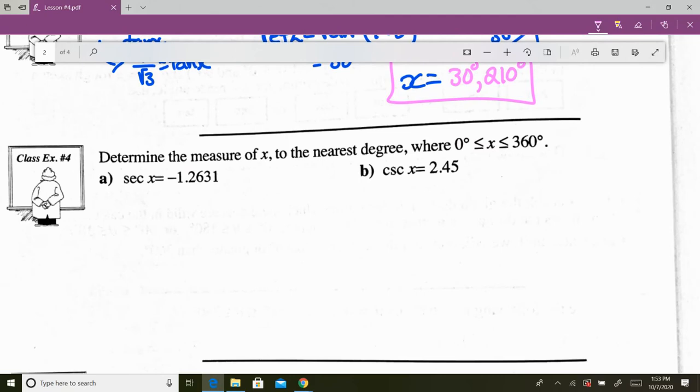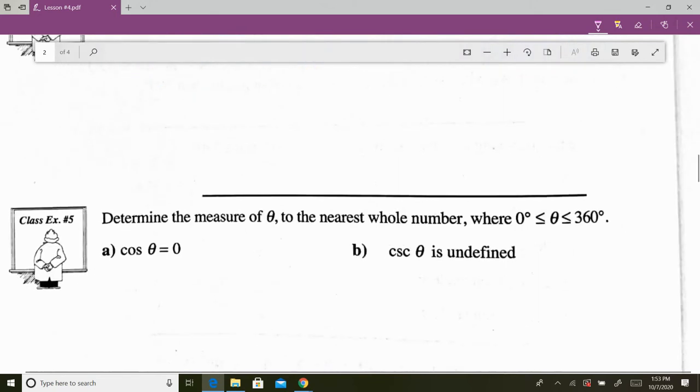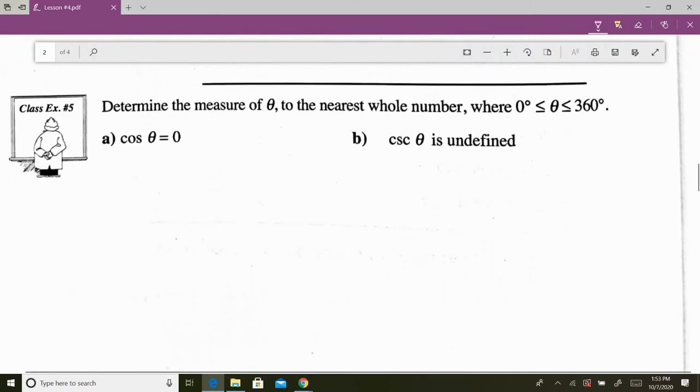All right, let's do one more. Let's do this one, B, at the bottom of the page. Cosecant theta is undefined. What's cosecant? One over sine. I'm saying it's undefined. How do you get undefined in math for what we've done? You divide by 0. So what that means is you're dividing by 0.